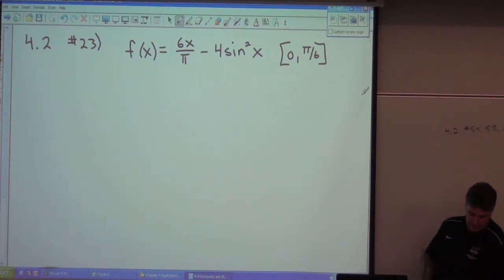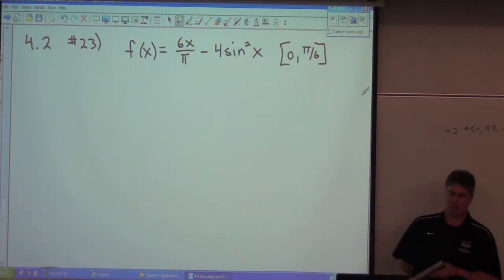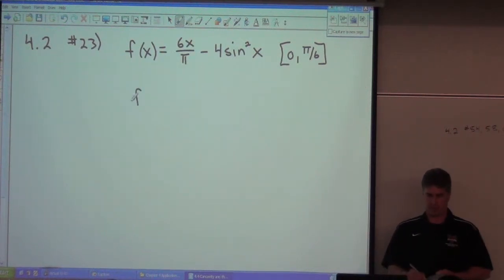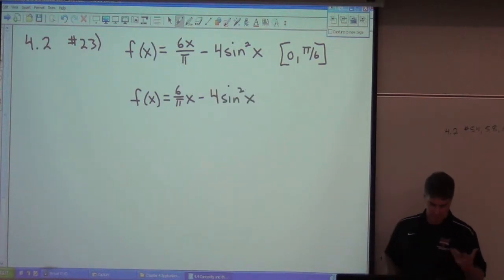6 over pi, can you use the coordinate rule? How do you do that? I think of that as 6 over pi x. Yeah, right. And it's just 6 over pi. Oh, okay. So then it's just the derivative of x is 1, so it's just 6 over pi.